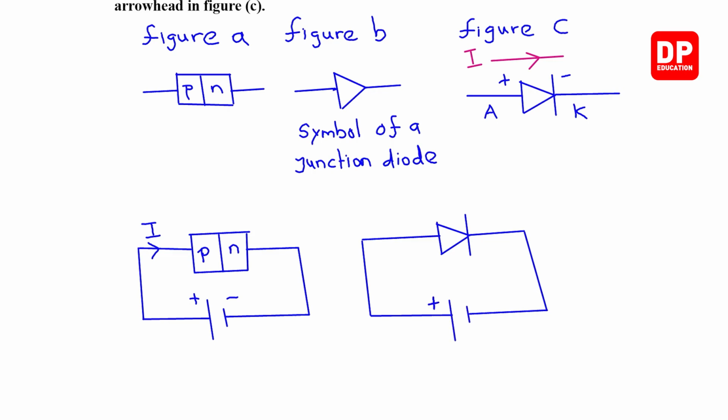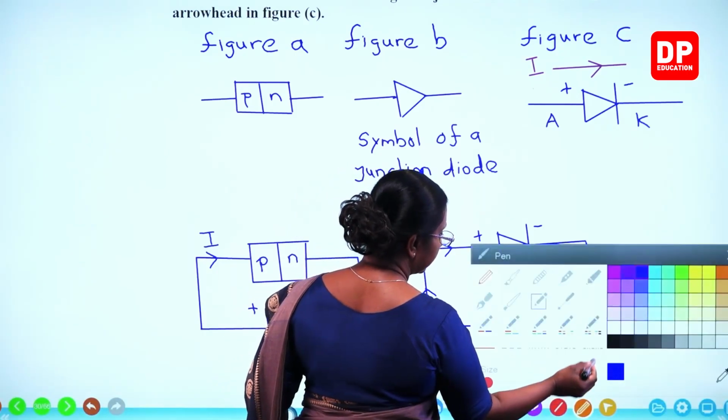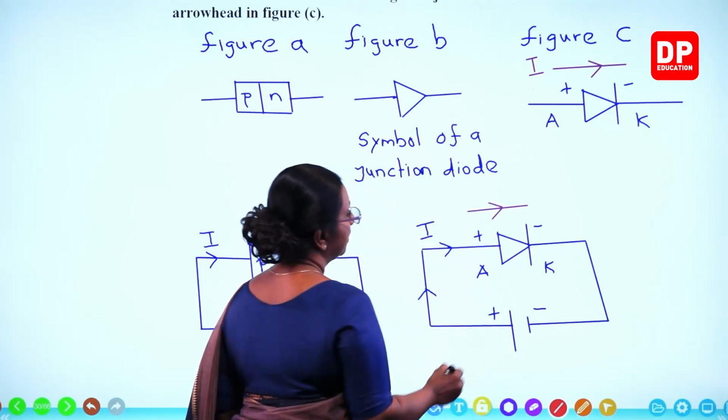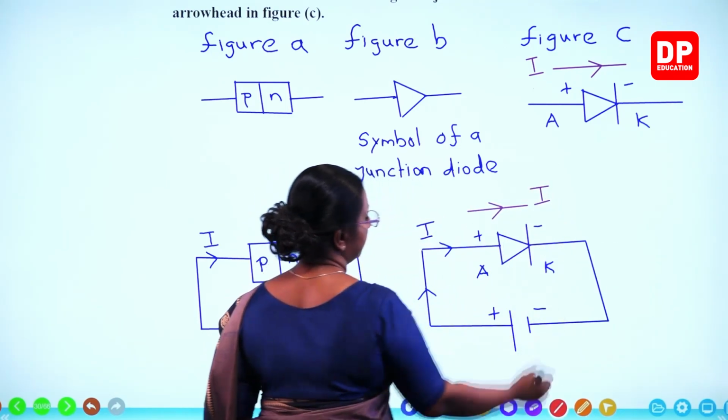So this is positive, negative, current flows through the diode, PN junction diode. And this is the anode, this is the cathode, or the positive terminal, negative terminal. And that is the direction of the current flow. Current flows in this direction.